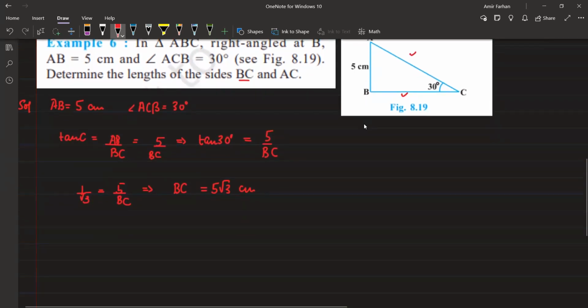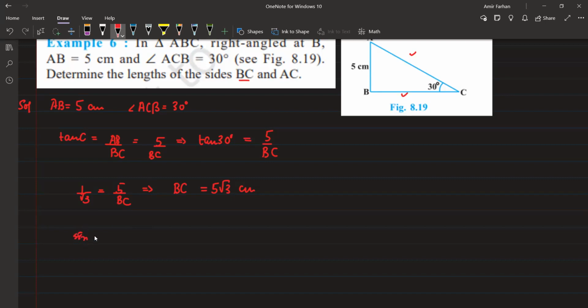Now tell me which trigonometric ratio you should use. You have both base and perpendicular, so you need to find the value of hypotenuse. Which ratio should you use? I think there are two options: sin theta or cos theta. Very good. Sin theta and cos theta both are options because you have both base and perpendicular. You can apply any of the ratios, you will get the same answer.